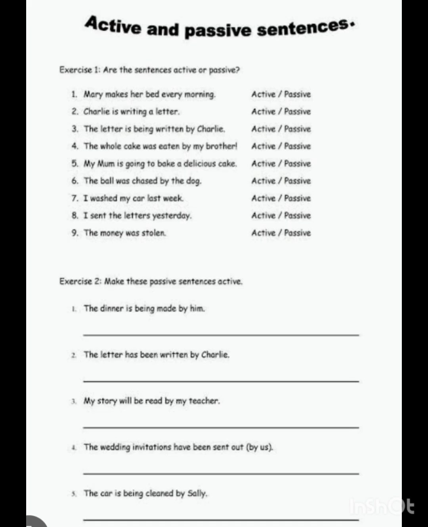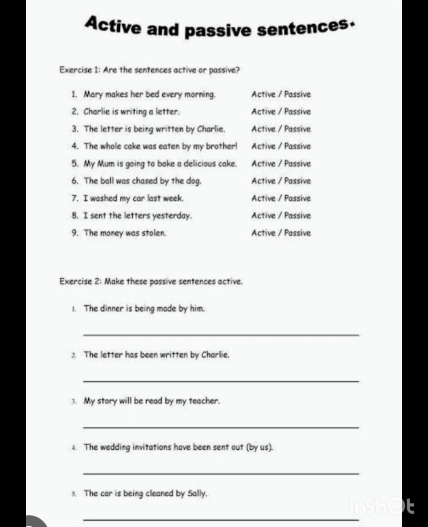It's time for you again to exercise your understanding. Let's check the sentences. Here, in the first exercise, are the sentences active or passive? You will have to make out. First, check the sentence. Number 1, Mary makes her bed every morning. Here, the answer will be active voice.